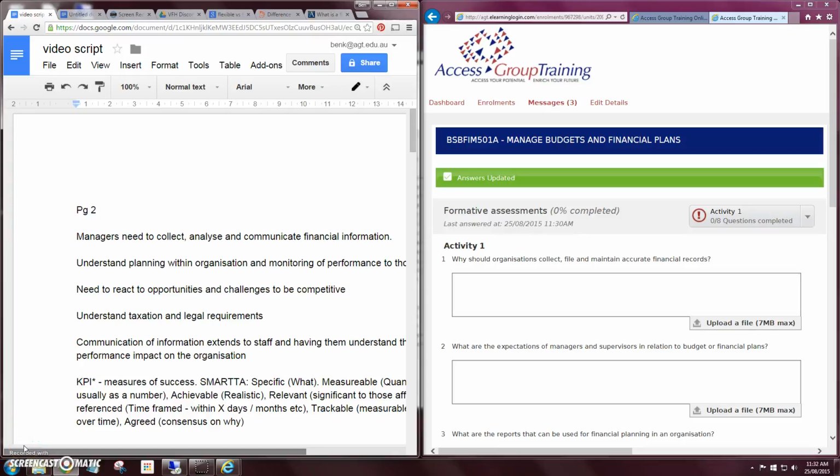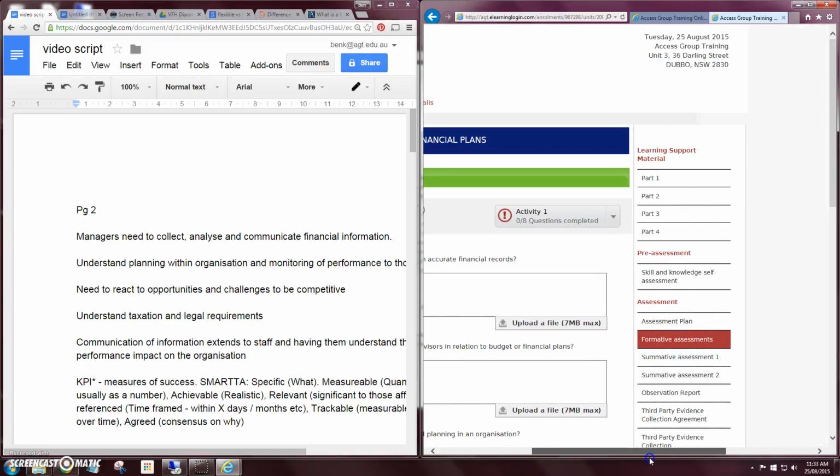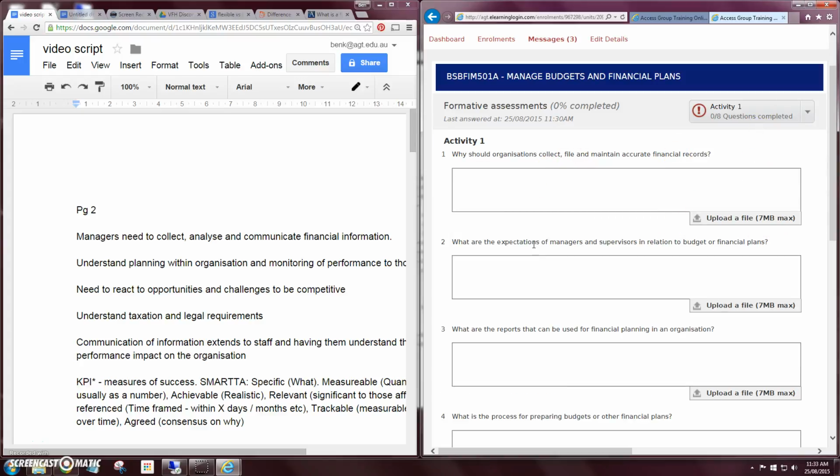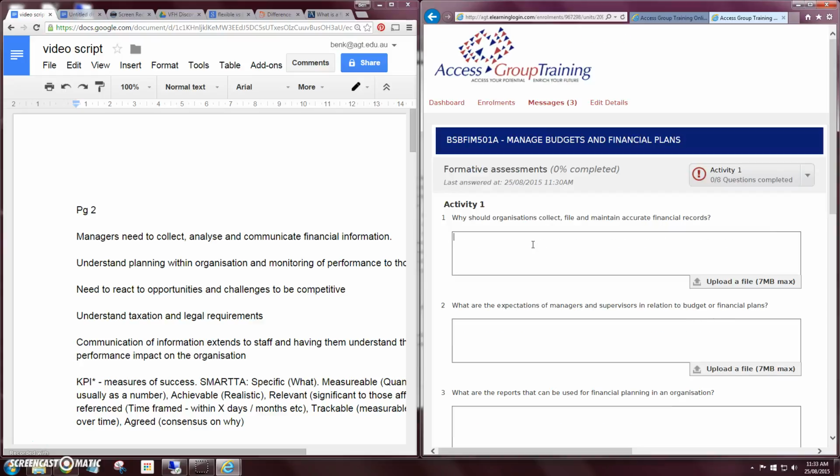So here we are at the final stage of the studying process, where I'm going to go ahead now and provide responses to the activity questions for the assessments. Over at the right-hand side of the page, I'm looking at my formative assessments, and they're broken up into a series of activities. So looking at activity 1 and starting with question 1.